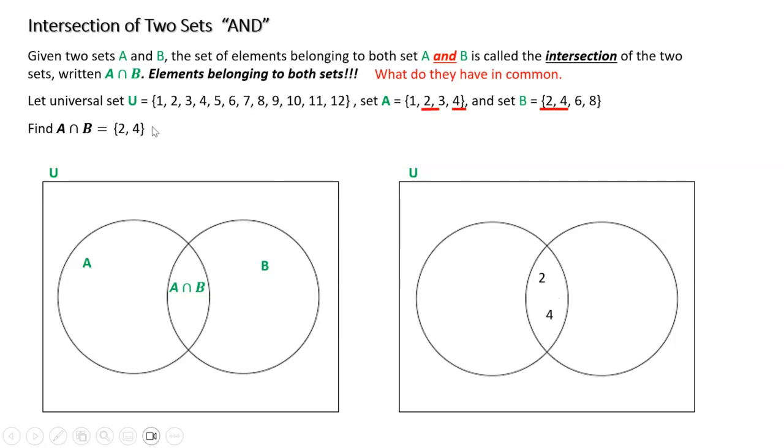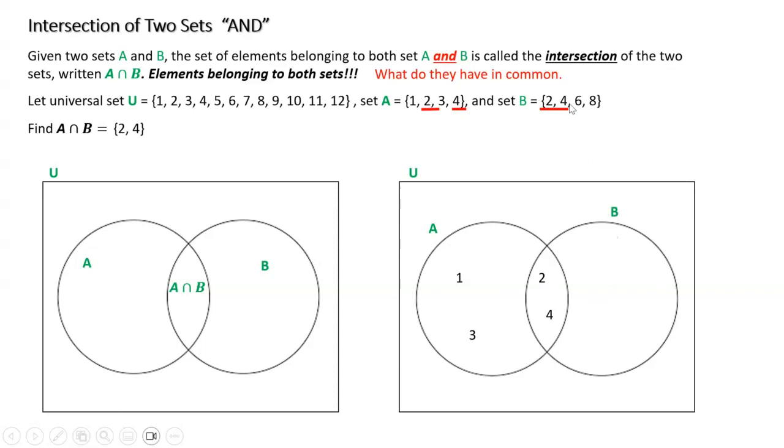Now let's go to set A. Set A contains 1, 2, 3, 4, right? So I already have the 2 and the 4, right? And in set A, what's missing? The 1's missing and the 3 is missing. You cannot put them in here inside what set A and set B have in common. Why? Because 1 does not belong to both sets, so it has to be in set A, but not inside this little union here, what they have in common and what they share.